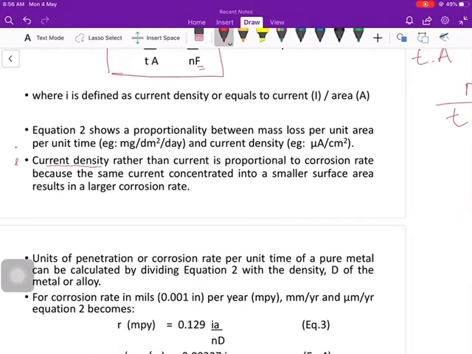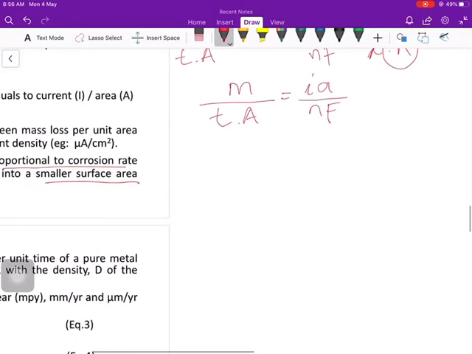Okay, the current density here, small letter i, rather than current, capital letter I, is proportional to corrosion rate. Okay, because the same current in ampere, concentrated into a smaller surface area, results in a larger corrosion rate. Smaller area will result in larger corrosion rate. Okay, please try to understand this.